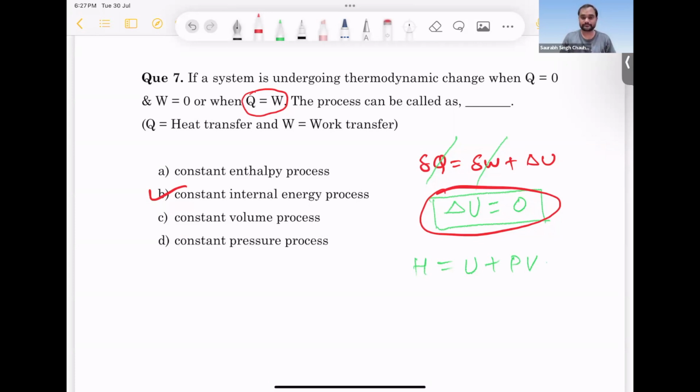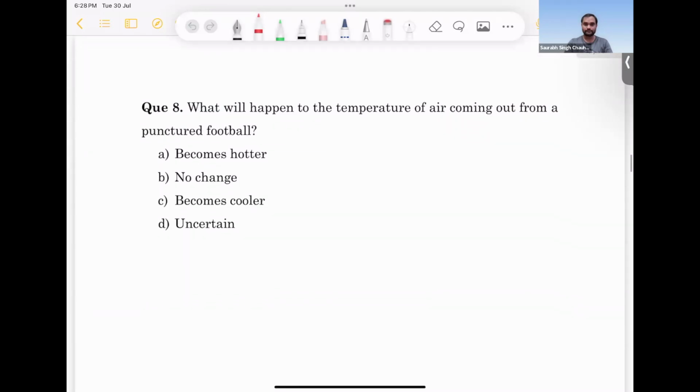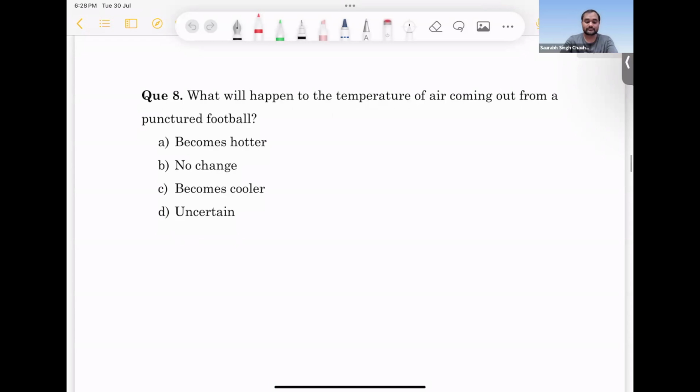So I think we can move to the next question. Question 8. It says, what will happen to the temperature of air coming out of a punctured football? So there is a football and it is punctured. Punctured means there is some hole and air is coming out. So what will happen to the temperature of this air?